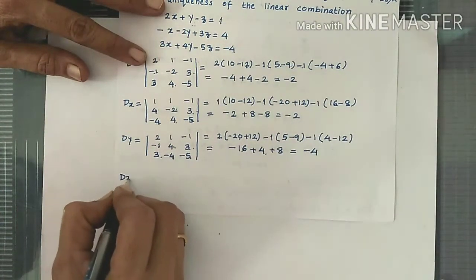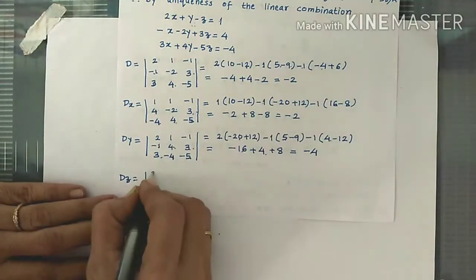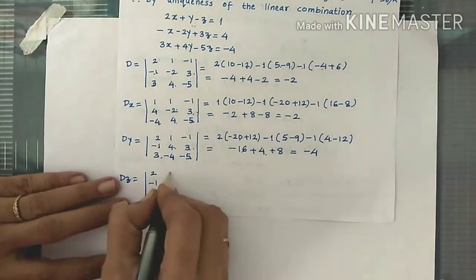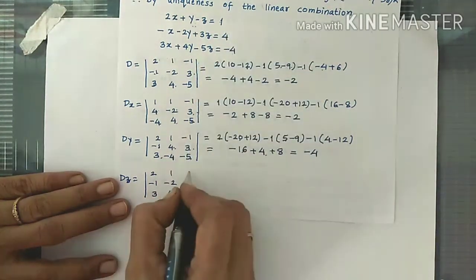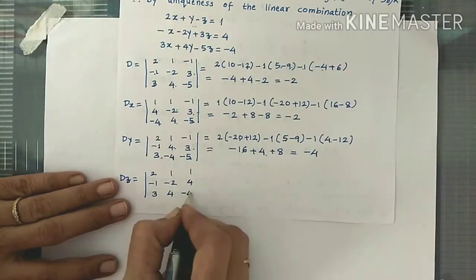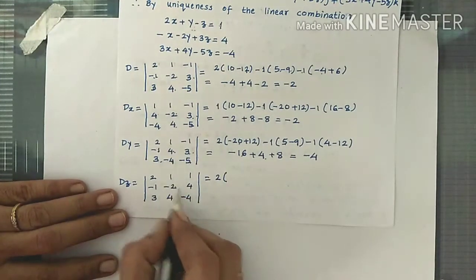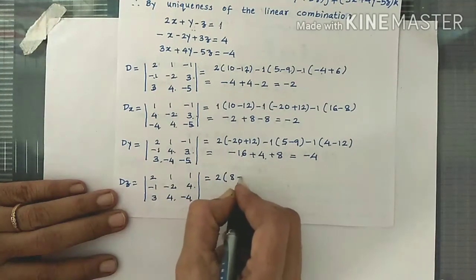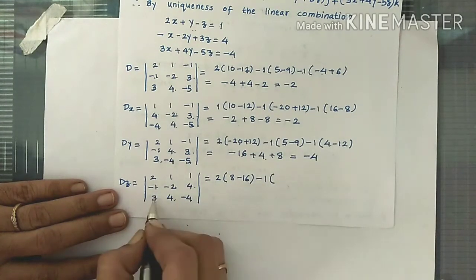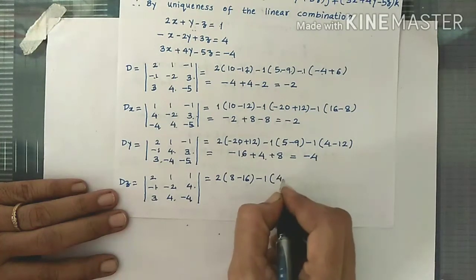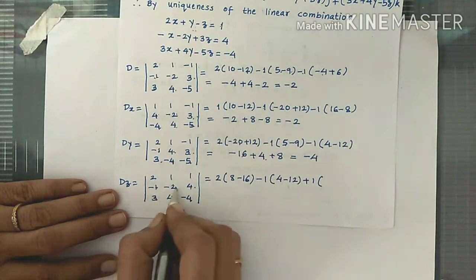Now next is dz. So for dz, first two columns are 2, minus 1, 3, then 1, minus 2, 4 and last column is now column of constants. So those are 1, 4, minus 4. So solving this we get 2, then 8 minus 16. Second term is minus 1, then 4 minus 12 and the last term is 1 multiplied by minus 4 plus 6.